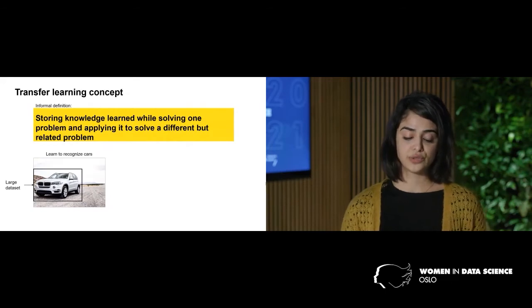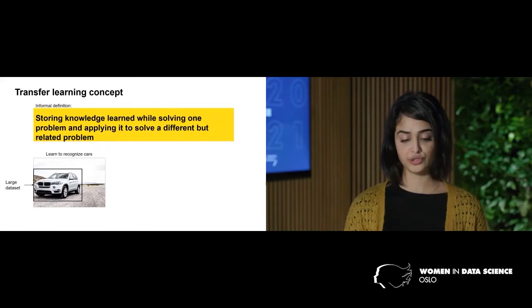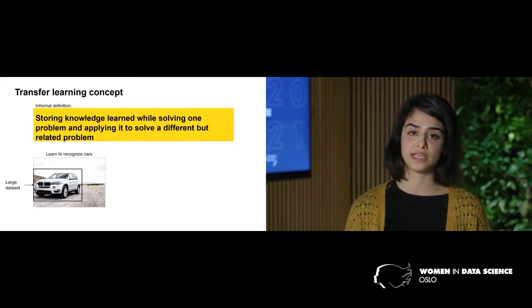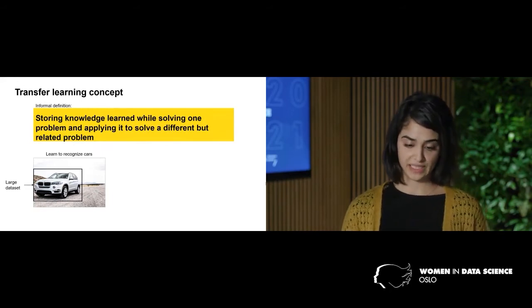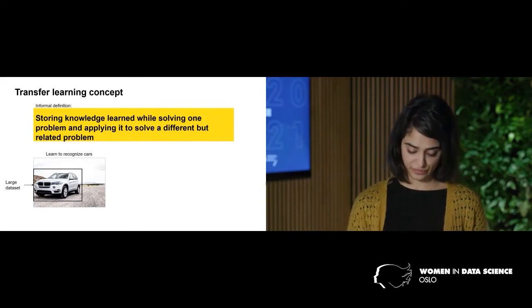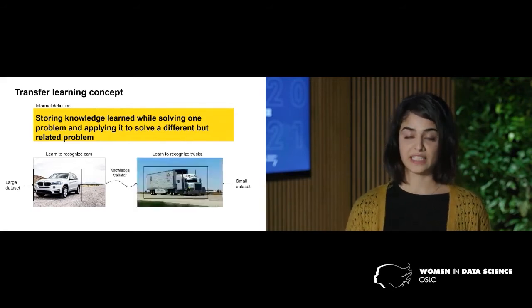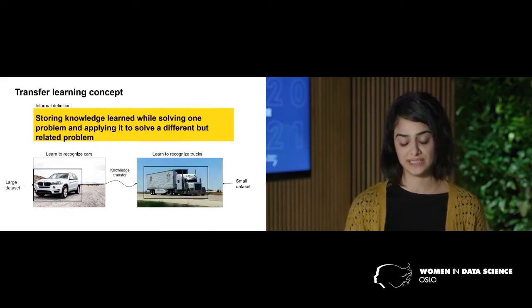If you wanted to learn to recognize cars, you could use a neural network for that. You could go online, sweep the internet, download millions of car images, and probably get a pretty high accuracy on this problem. Now, say you want to do the same thing for trucks. What you're going to find is that there are a lot less images of trucks online, and your accuracy is going to suffer.